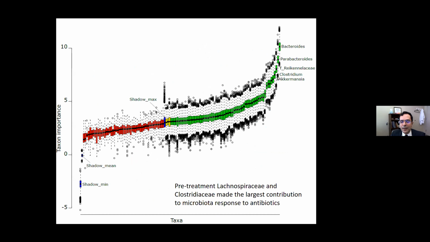I will skip this for the sake of time, but what this is showing is that in the baseline microbiome, there are certain genera that make the largest contribution to subsequent samples, the subsequent microbiota trajectory, and those happen to be the obligate anaerobes of the gut that make short-chain fatty acids such as butyrate.